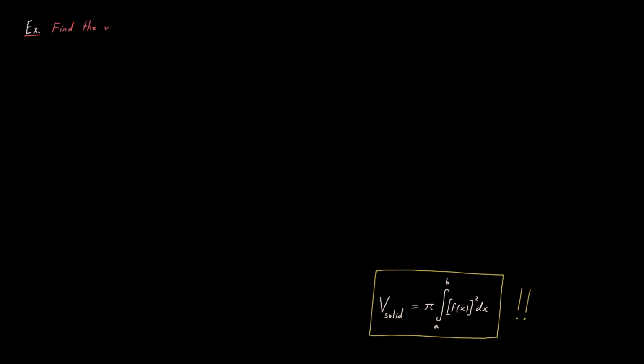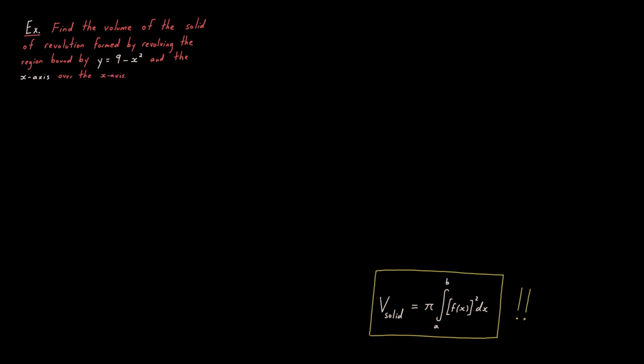How about we have two parabolas. I'll let one be a downward facing parabola. How about 9 minus x squared, so positive y-intercept of 9, but facing downward. And its counterpart, an upward facing parabola with a negative y-intercept of... well, actually, I don't need to do that. I'm not finding the area between graphs. I just need one parabola. And I'm going to revolve the region bound by that parabola and the x-axis over the x-axis.